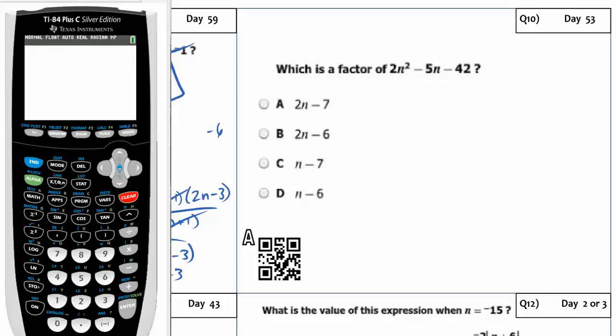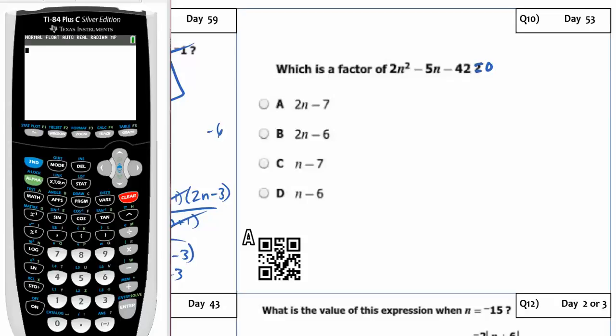So for question number 10, it says, which is a factor? So we're going to look down our answer choices and try to match one with a factor. So we're just going to factor this anyway. In all of these, I pretty much do zero product property if I'm asked for a factor. I'm going to solve all of these as well.